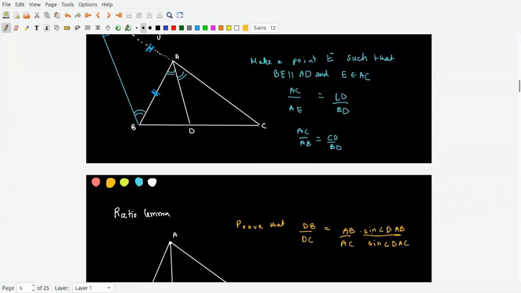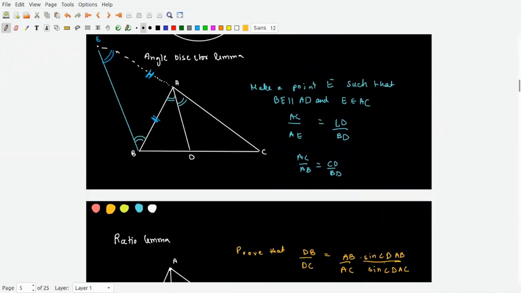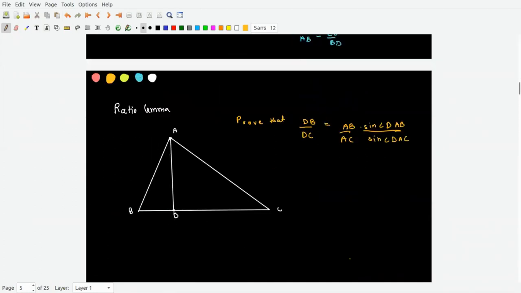In fact, we can actually overkill the angle bisector lemma using the ratio lemma. Because DAB equals DAC, that gets cancelled and you get DB by DC equals AB by AC. Yes, we overkilled the angle bisector lemma. Anyways, anybody who wants to prove this, actually try it, because we can do it with the sine law.